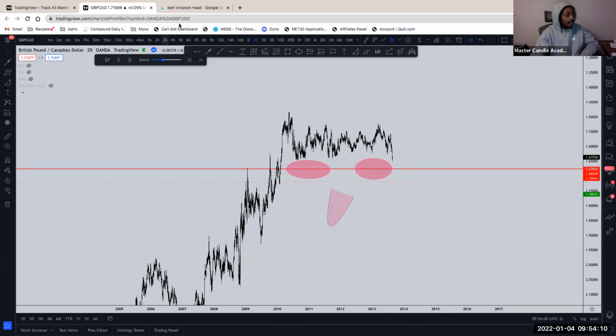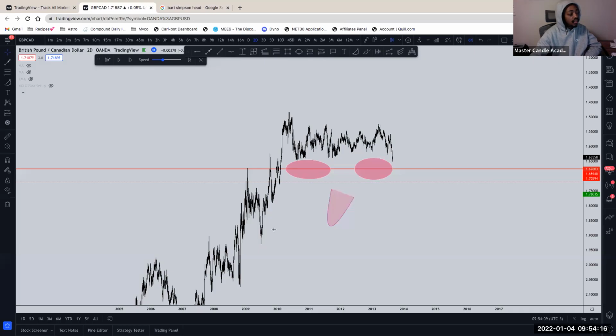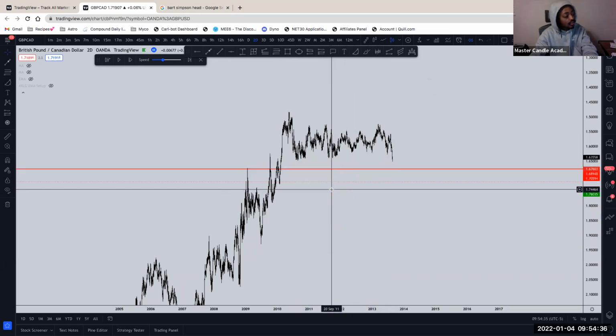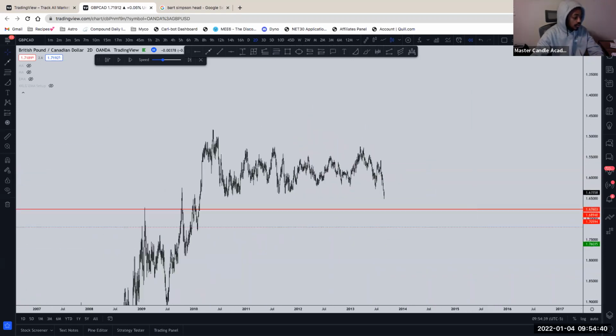All Bart Simpson is, guys, is price will go to a high, price will come to a low, and it will consolidate across the top. That's it. It will bounce up and down, back and forth all day, every day, however long it wants to stay in this pattern. I'll show you a way to trade this because, of course, there's a way to trade it.